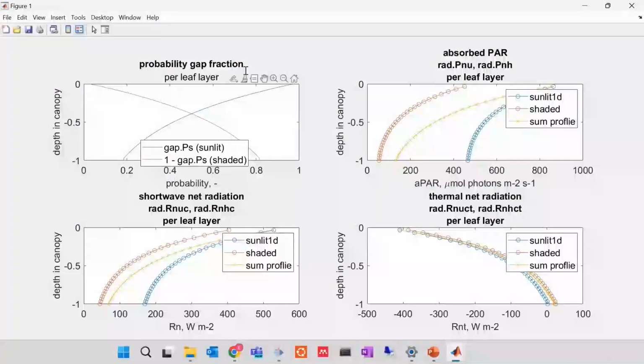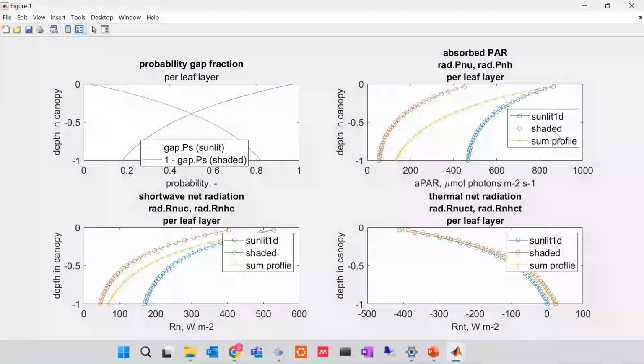We start with where we take these profiles from. We have a gap probability fraction. So we have it in 2 directions. One is solar direction, so gap.ps is the sunlit leaves. And the top of canopy, here is top of canopy 0, here is bottom minus 1. At the top of canopy, the probability of finding sunlit leaves is maximal, almost 1. At the bottom of canopy, the probability of finding a leaf that receives direct sunlight is quite low, but still 20%. So the probability of the leaf being shaded is 1 minus the gap.ps, so it's this one.